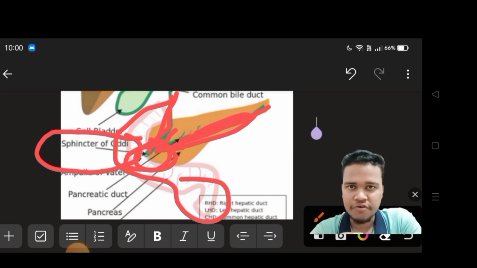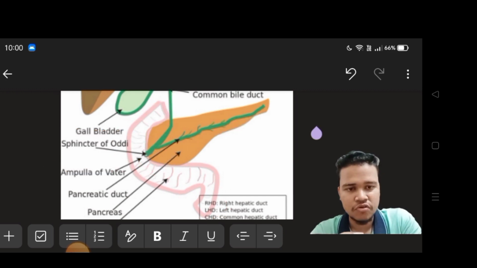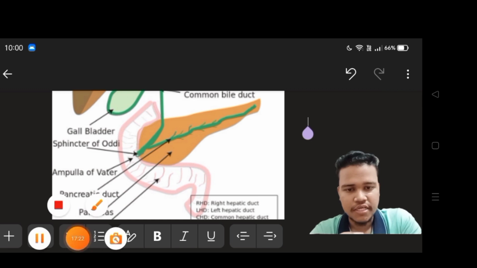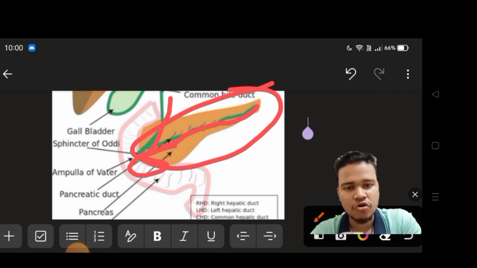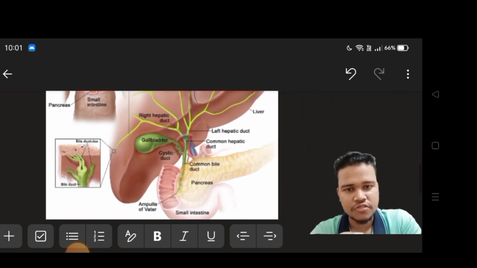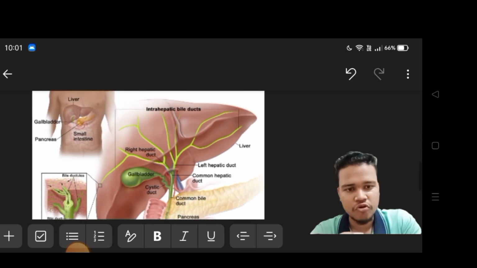I think now you have got a clear idea what the ampulla of Vater is, and what the pancreatic duct is. Another name of the pancreatic duct is the duct of Wirsung or Wirsung duct. So this yellow organ is known as the pancreas, and the pancreas has a major duct called the pancreatic duct. Along with the common bile duct, it forms a dilatation called the ampulla of Vater, and this ampulla of Vater is controlled by a sphincter known as the sphincter of Oddi. If we look at our next picture, this will be more clear.